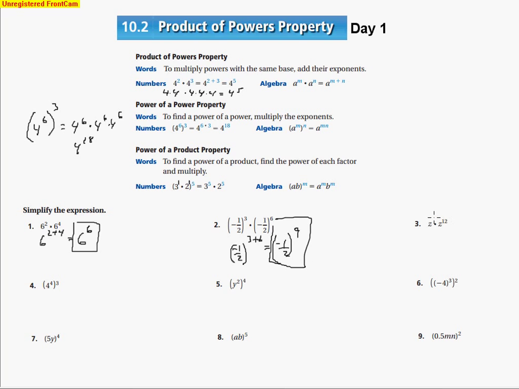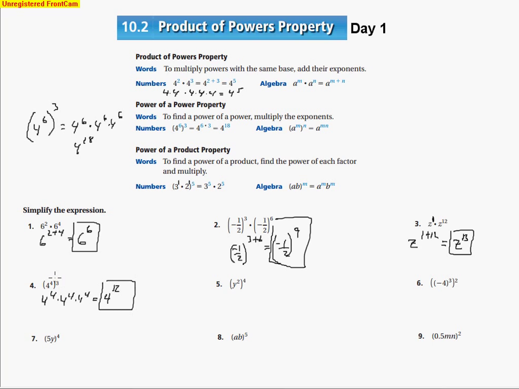And so over here we have z times z to the 12th. Well, if we don't see an exponent, it's always 1. And so you count up how many z's you have. You have 1 and 12, which make a total of 13 z's multiplied together. And so on this one we have 3 groups of 4 to the 4th. So again, that's 4 to the 4th times 4 to the 4th times another 4 to the 4th. And that tells me I have 12 4s all being multiplied together.